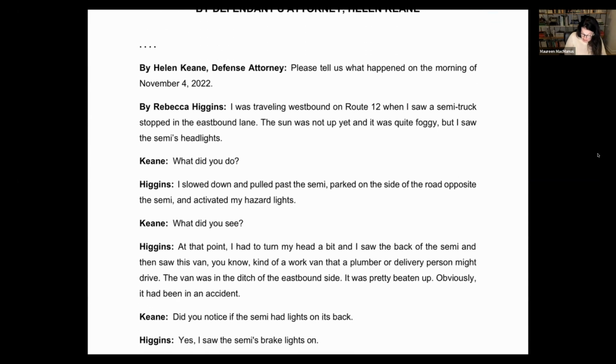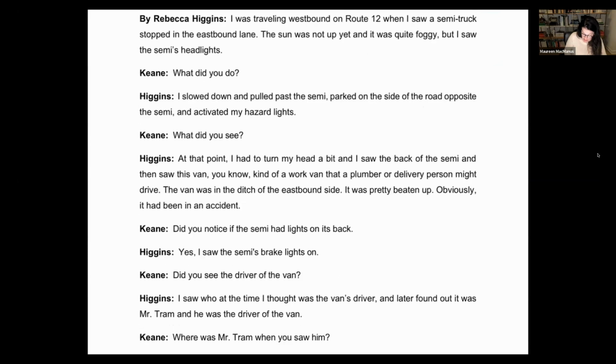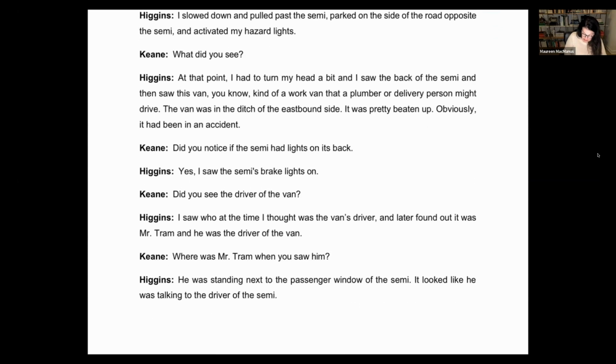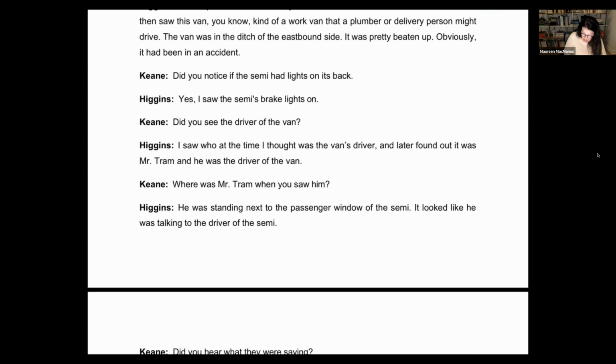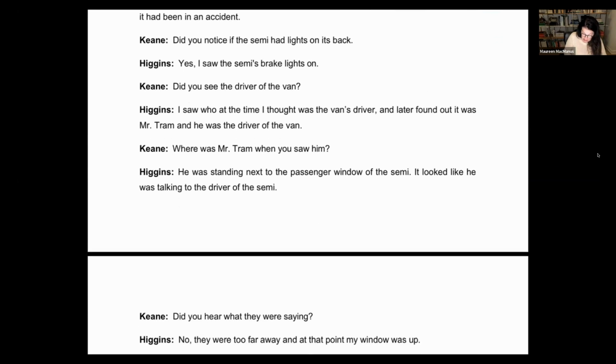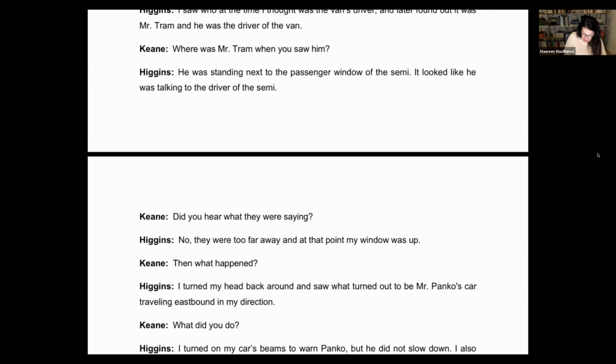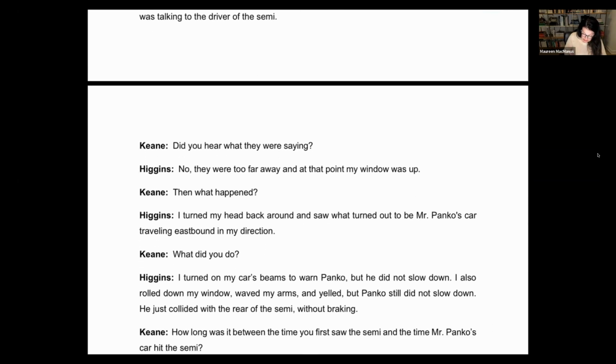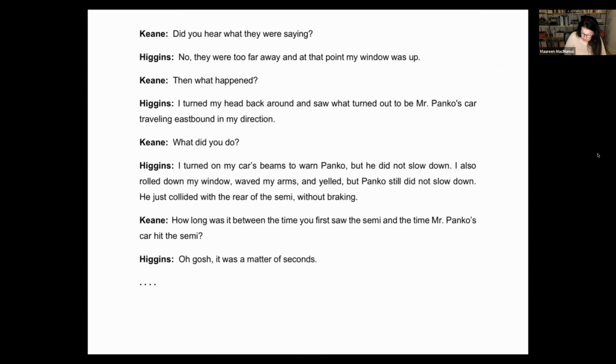"I slowed down and pulled past the semi, parked on the side of the road opposite. At that point, I had to turn my head a bit. I saw the back of the semi. I saw the semi's brake lights on. I saw who I thought was the van's driver, later found out, he was standing next to the passenger window of the semi. It looked like he was talking to him. I turned on my car's beams to warn Panko, but he did not slow down."